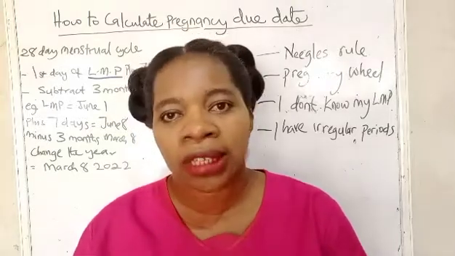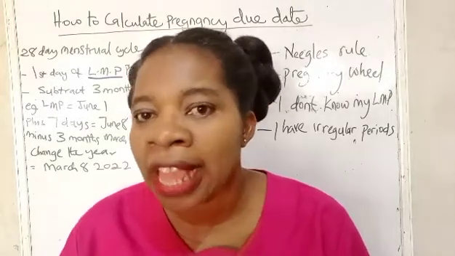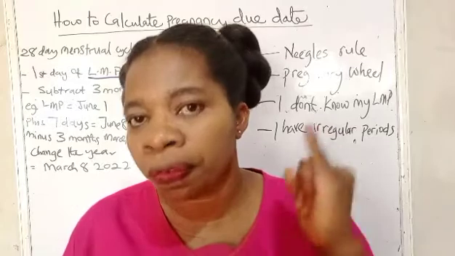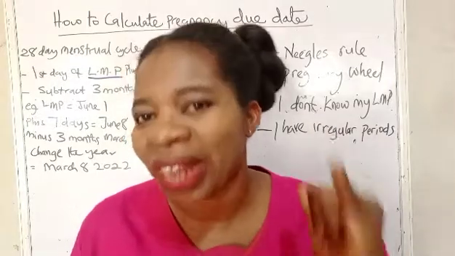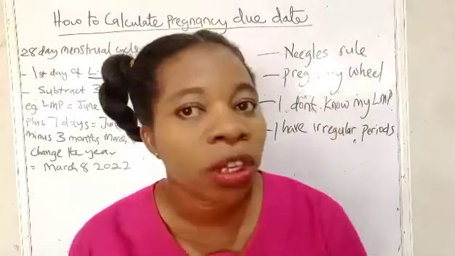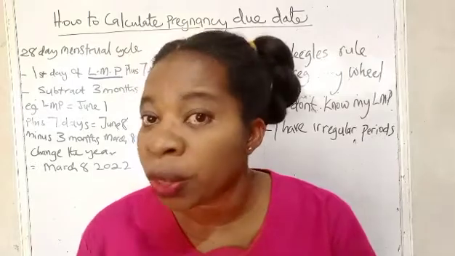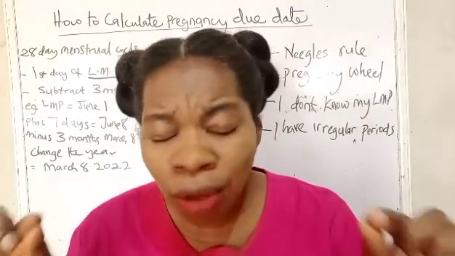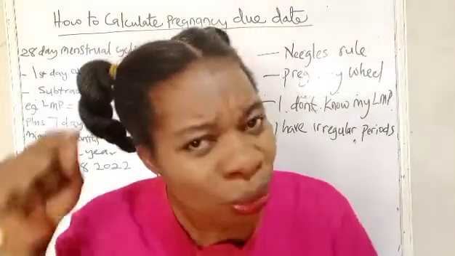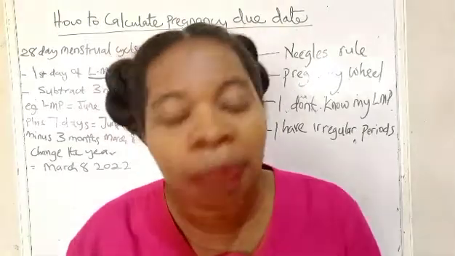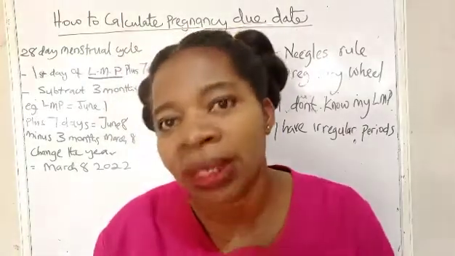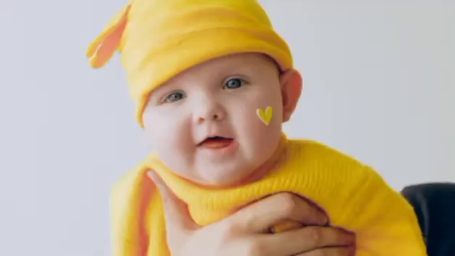If your period starts from June 1st and ends around June 5, June 1st is the first day of your last menstrual period. It is important to have an idea of when your baby will be born, but try not to get attached to a particular date because mothers, let me tell you, some babies can surprise you.